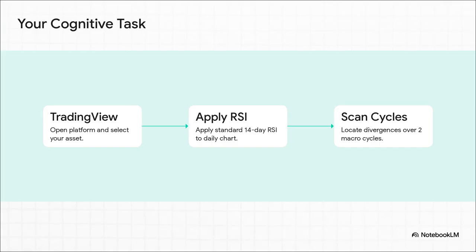All right, finally, Section 5, the architect's momentum audit. Okay, we've covered the theory, we've gone through the psychology, now it's time for your day 120 cognitive task, the momentum audit. Here's what you're going to do. Open up TradingView, pick your core crypto asset or your absolute favorite stock chart, and apply the standard 14-day RSI on the daily time frame. Your mission? Scan the last 2 macro cycles. I want you to locate one regular bearish divergence that served as a massive pre-crash warning and one hidden bullish divergence that perfectly set up a continuation run. Go map those cracks in the momentum for yourself.